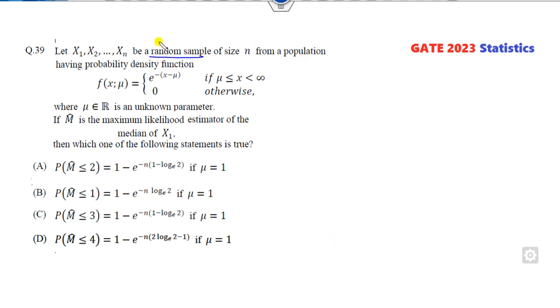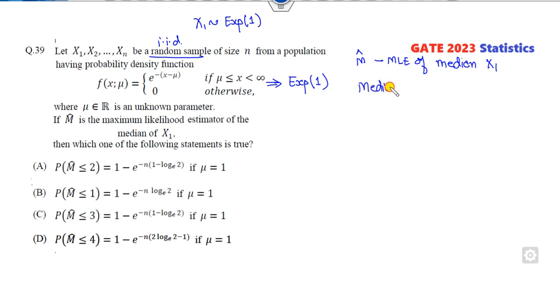The Xi's are given to you as random samples, basically IID, and each is nothing but an exponential distribution with parameter 1. It's a shifting parameter. Mu is my unknown, and m cap is my MLE of the median of x1. So what is x1? Since they are IID, x1 follows the exponential distribution with the parameter here. First of all, what is the median of the exponential distribution with parameter lambda? That is always log of 2 divided by lambda.